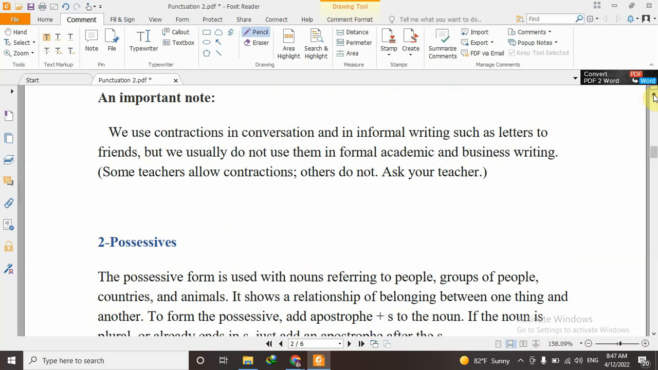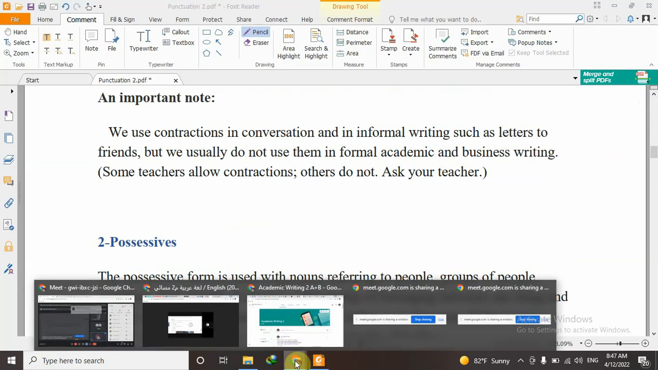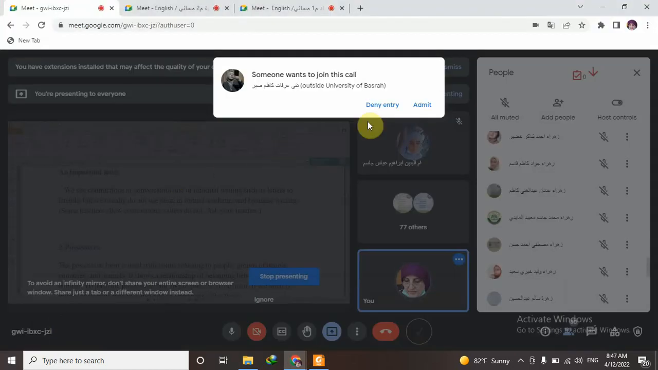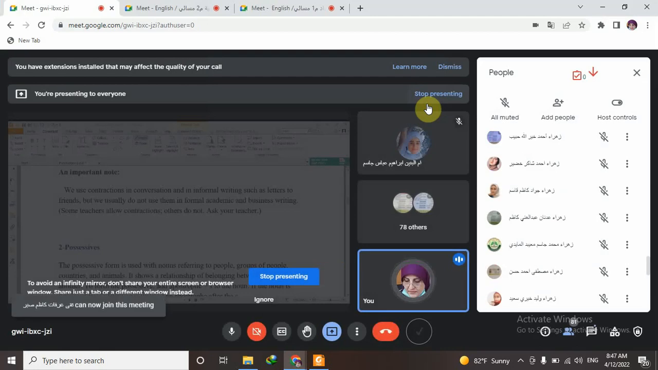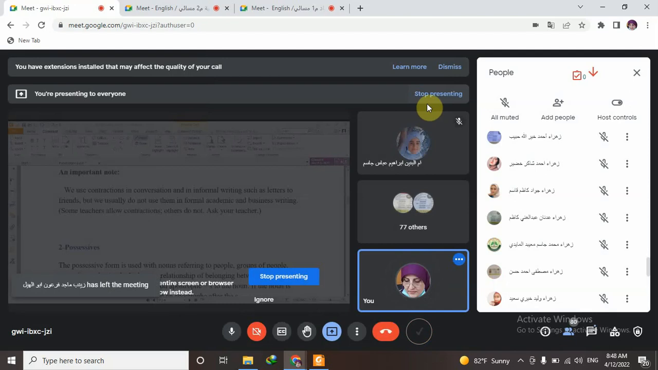Now we finish the first function, which is the contraction. There is nothing more to talk about because this is something easy, and the only exception is that you have to know how to make the contractions and how to write they're, how to write isn't. By the way, you cannot contract two cases in the same place.